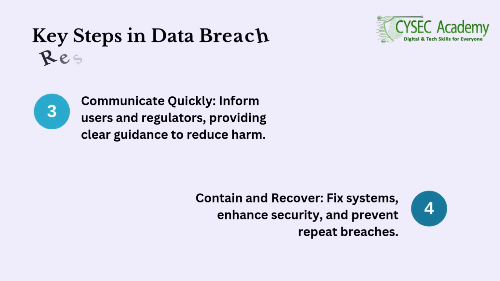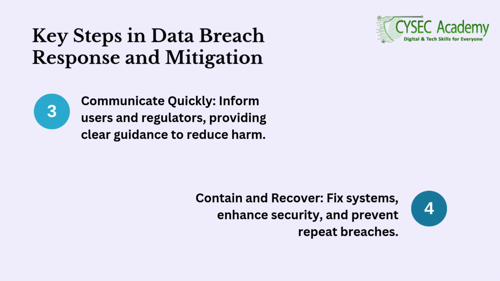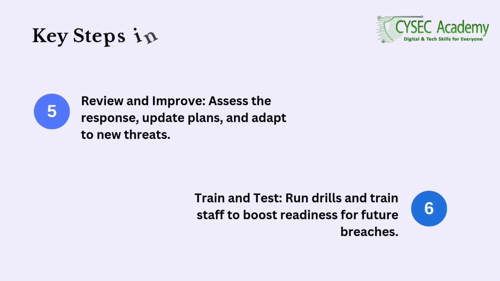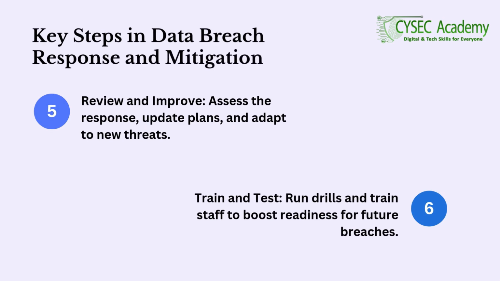3. Communicate quickly. Notify affected individuals promptly, offer protection guidance, and inform regulators when necessary to stay compliant and maintain trust. 4. Contain and recover. Restore affected systems, close security gaps, and improve defenses, like encryption and access controls, to prevent future incidents. 5. Review and improve. Evaluate what worked and what didn't. Update your incident response plan regularly based on lessons learned and evolving threats.